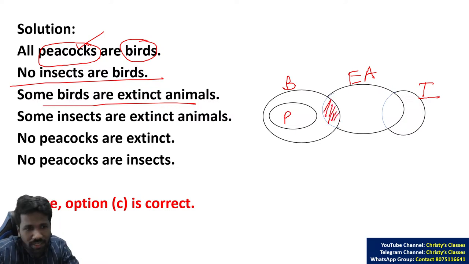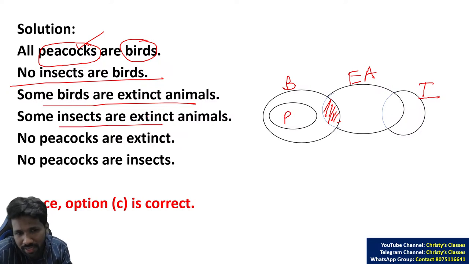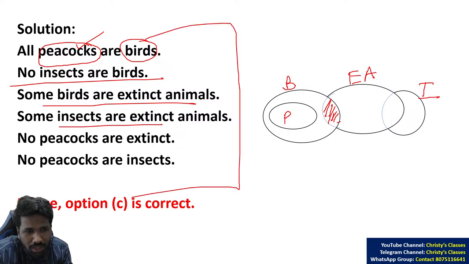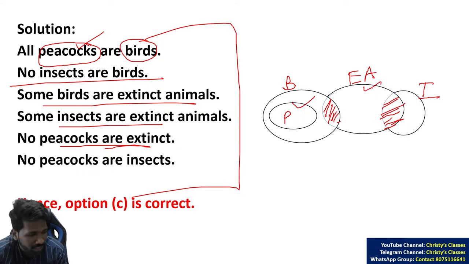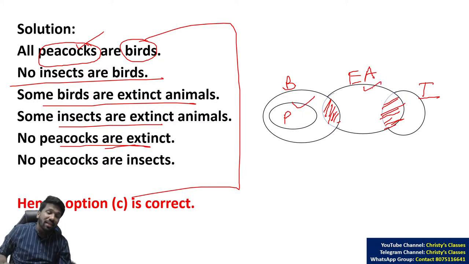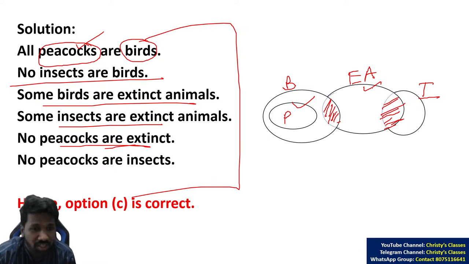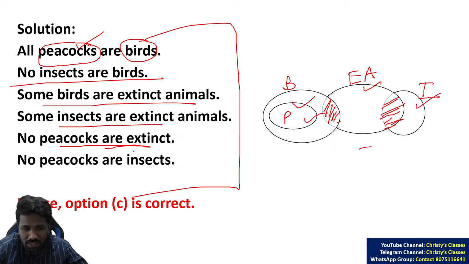This intersection. Some insects are extinct animals. That also is true, na? These are from common knowledge, you have to understand or write this. Some insects are extinct animals, because some insects are extinct, which were present but are not present now. No peacocks are extinct. Peacocks are present now also, na? It can be an endangered species but not an extinct species. No peacocks are insects. Peacocks and insects are two different species, na?